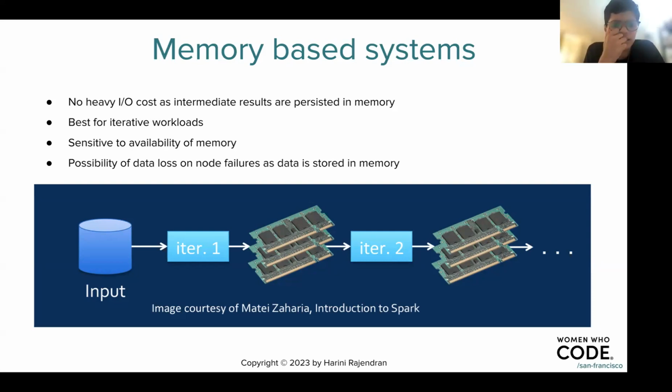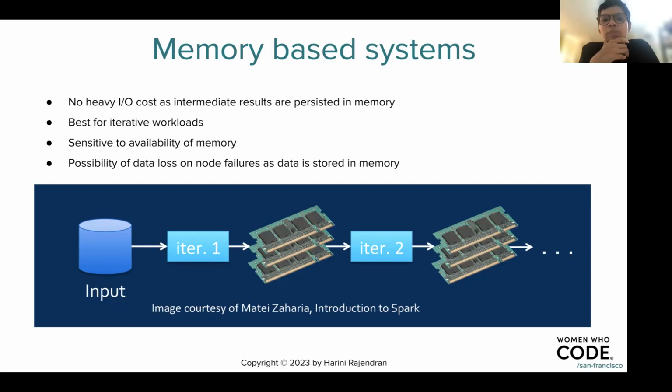And since the data is stored in memory, we read the input data from the disk, we run some logic and the intermediate result is stored in memory, and then we run some other logic by just reading data from the memory and then again storing that intermediate result in memory again. So you can keep doing such iterative workloads. You can read something, do some transformations, store it in memory again, read that, do some more transformations and store it in memory again. But the downside is it's sensitive to the availability of memory.